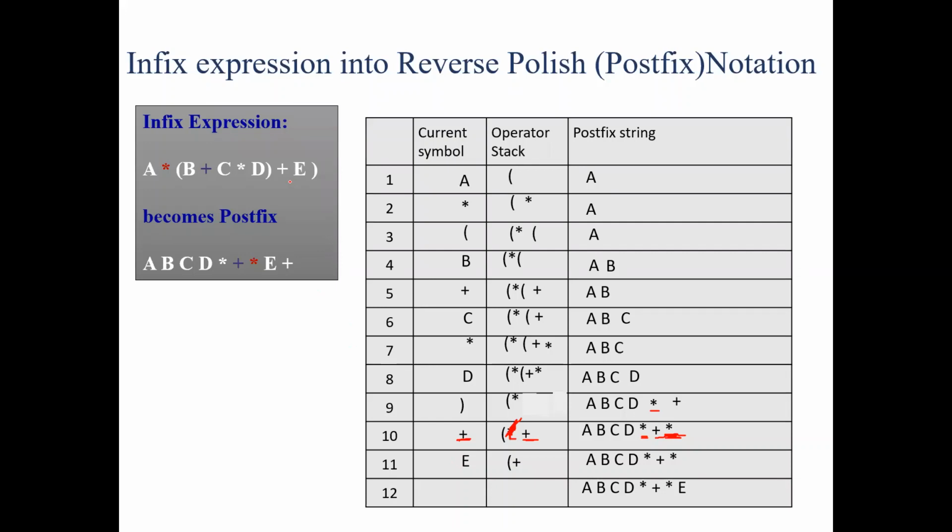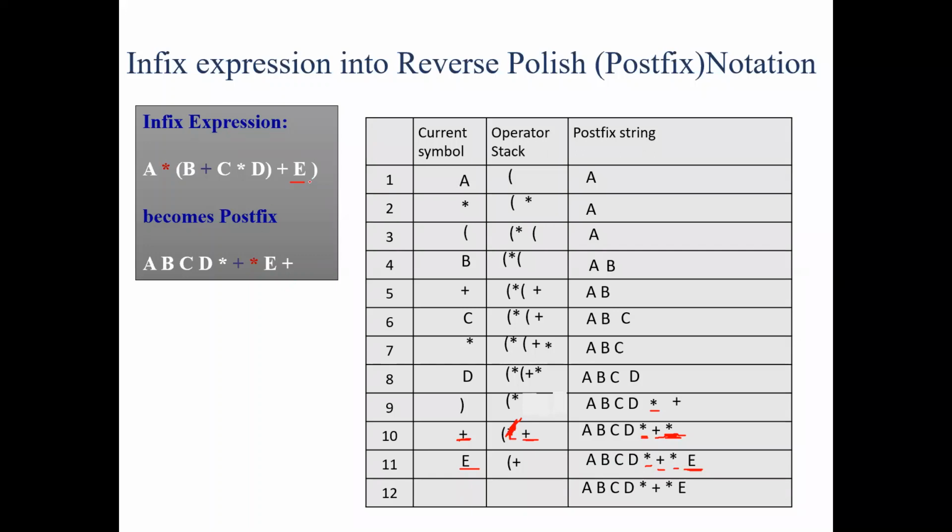Okay. The next symbol scanned is E, which is an operand. So for an operand, what do you have to do? When it is an operand, you print it onto the display. So on the display, you will have A, B, C, D, multiplication symbol, addition, and then one more multiplication, and then comes E.